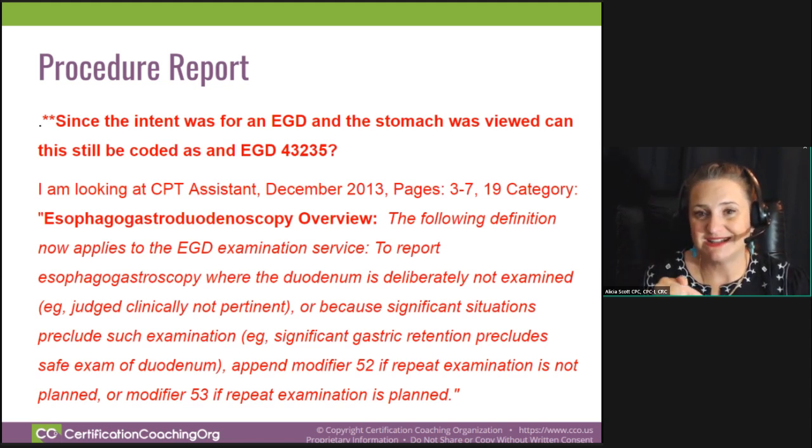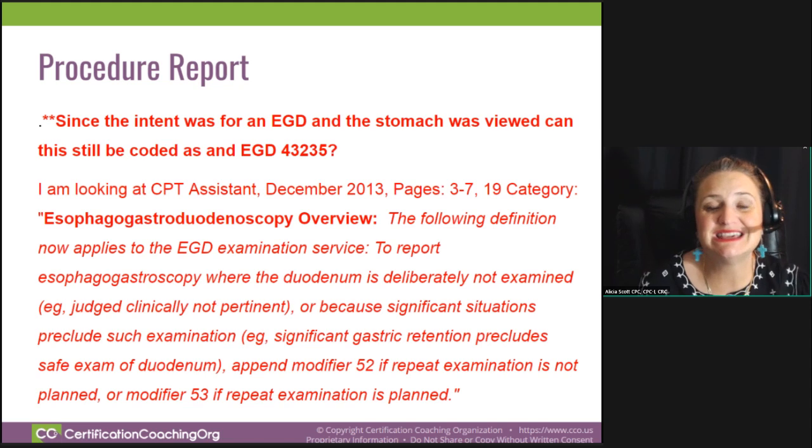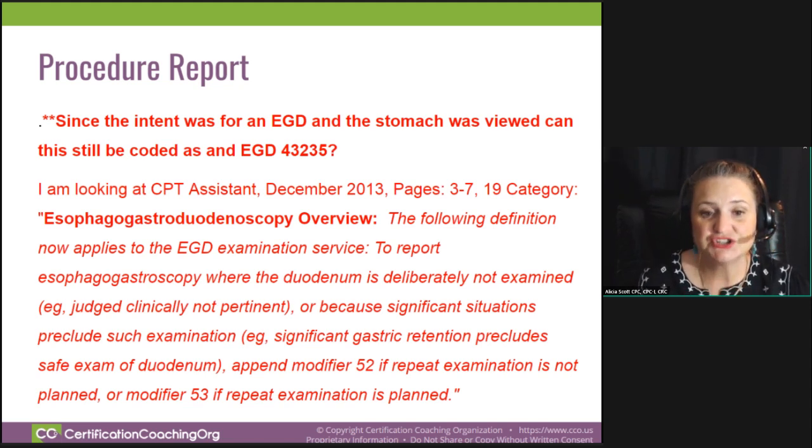But they go in and they say, I didn't get to see everything that I wanted to see. We planned to do an EGD. We wanted to see the duodenum, but we couldn't because there was food still in the stomach. So we're not going to go look again. Okay, so you would code the EGD with modifier 52. That's what they're telling you, because it's the intent that you code. Just because you weren't able to fulfill the intent because there was food there, it doesn't matter.